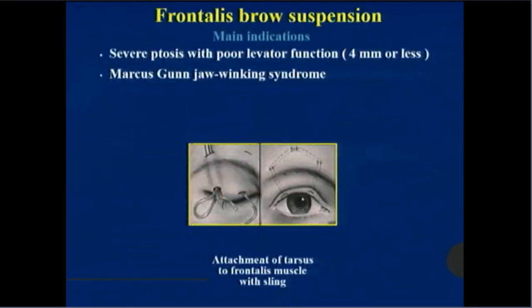If the levator function is poor, you can go for frontalis suspension. And you can see here the main principle is to attach the tarsus to the frontalis muscle. And when the patient uses the eyebrow, it will accentuate the elevation of the eyelid.